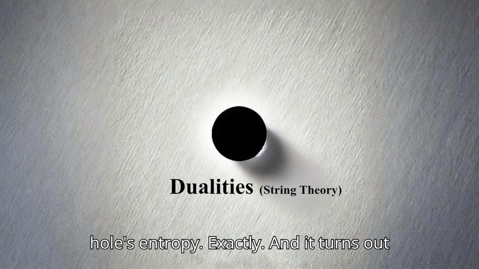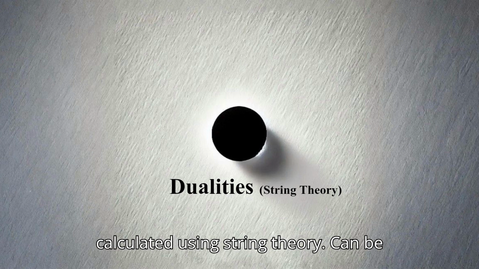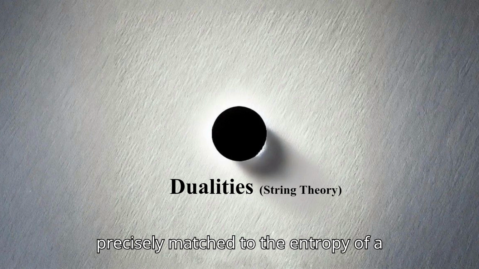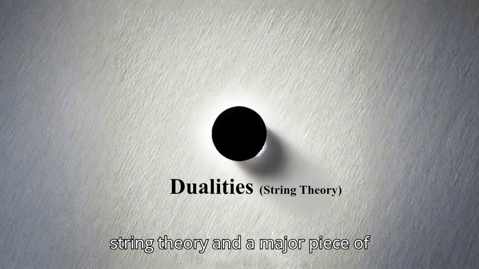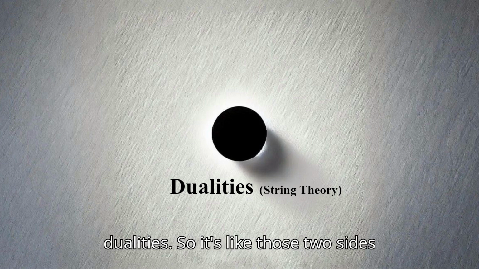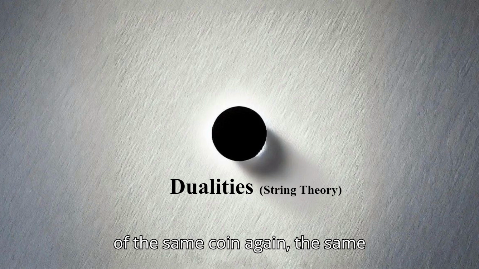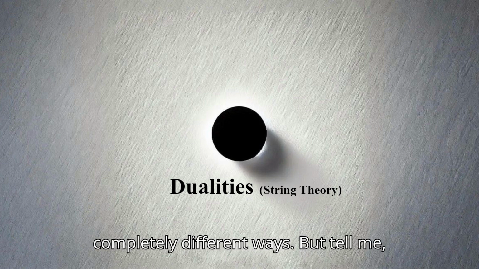Exactly. And it turns out that the entropy of a black hole, calculated using string theory, can be precisely matched to the entropy of a corresponding system of D-branes. It's one of the most profound results in string theory, and a major piece of evidence supporting the idea of dualities. So it's like those two sides of the same coin again. The same underlying reality, just described in two completely different ways.